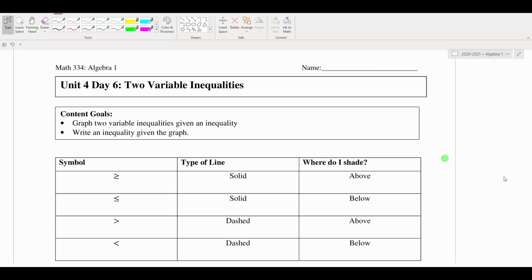Hello everyone, welcome to Unit 4, Day 6. We're going to talk some more about two-variable inequalities today.